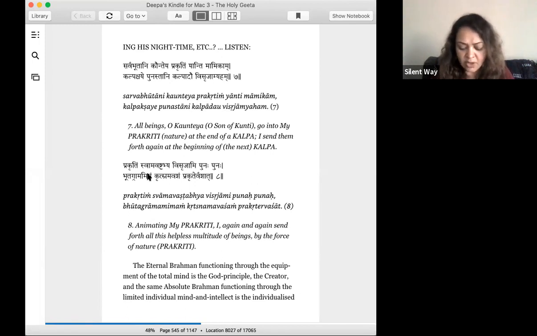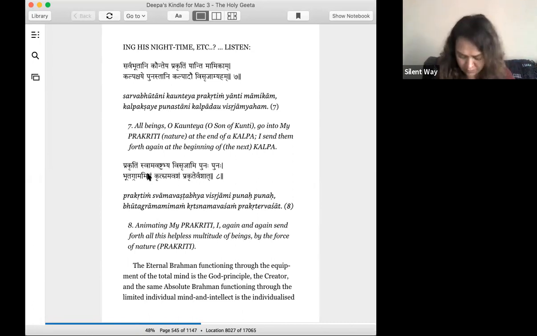All beings, O Kaunteya, go into my Prakriti. At the end of a kalpa, I send them forth again at the beginning of the next kalpa. Animating my Prakriti, I again and again send forth all this helpless multitude of beings by the force of nature, or Prakriti.